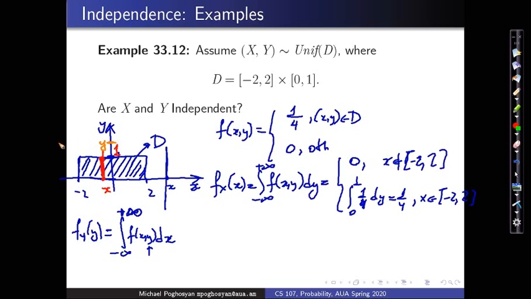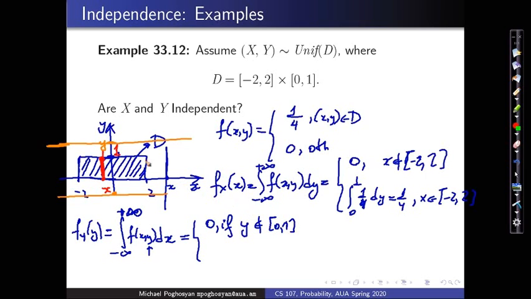If y is here, then I'm integrating over x over this line, where my joint PDF is 0. So if y is here, this is y over there, then the integral will be 0 again. So this is 0 if y is not in [0, 1].